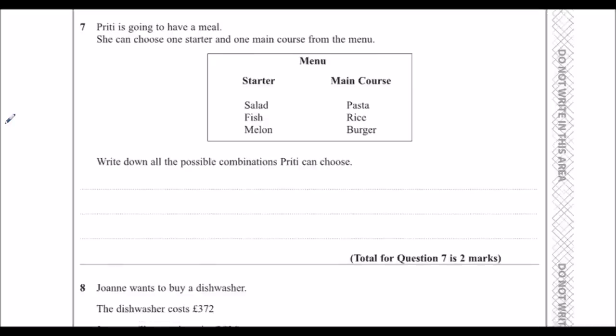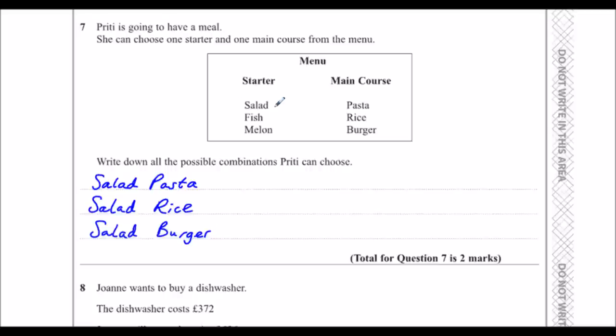Okay, question 7. Pretty is going to have a meal. She can choose one starter and one main course from the menu. Write down all the possible combinations Pretty can choose. So it's best to do this in a systematic way. So if you start with the first starter, salad, and the first main course, pasta, then still the first starter, and now the second main course, and the first starter, and the third main course. So that's all the options with salad as a starter.